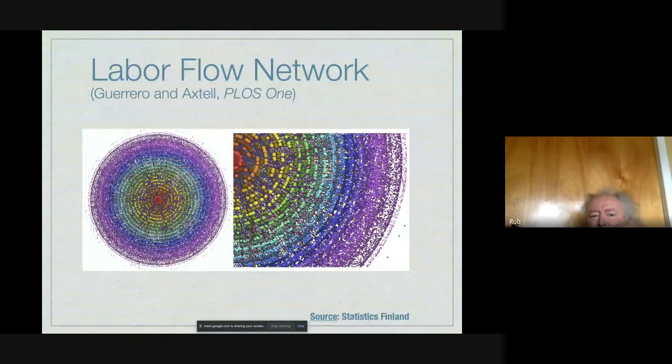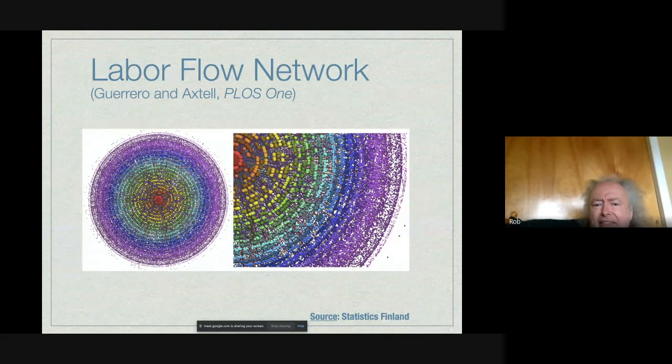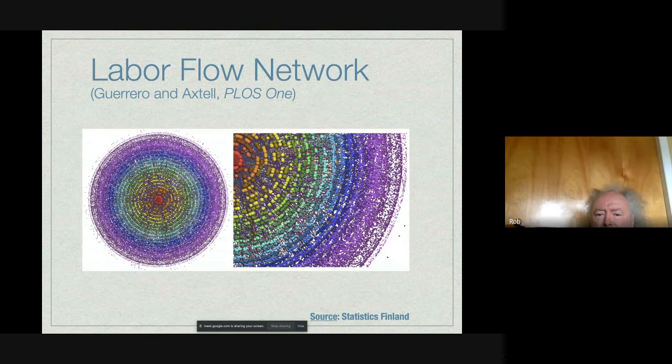A similar one is this one. Once again, US data are not great, so this is my student Omar's work from Statistics Finland. Every dot is a firm. Every edge is a link; it's hard to see the edges because there are so many of them, but this is every firm in Finland, 200,000 firms or something.